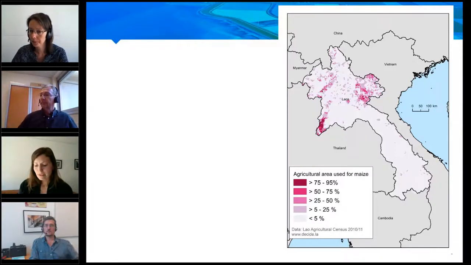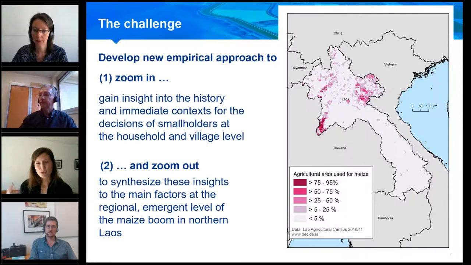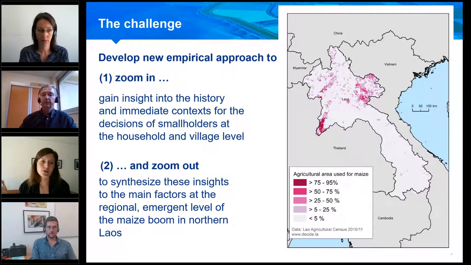So the challenge we have in understanding this land system change is to have a methodology for both zooming in and understanding the decision makers, getting into how it is to be the decision maker themselves, understanding the context, what brings them to decide for engaging in a maize boom that is actually quite detrimental to their own land system. But at the same time, we need something that helps us to zoom out on all of what we learned. And this was the challenge from which we started.